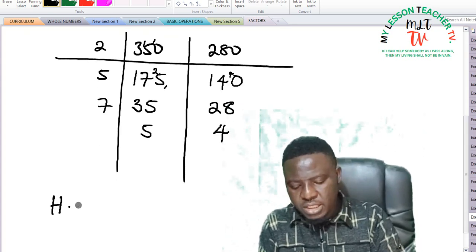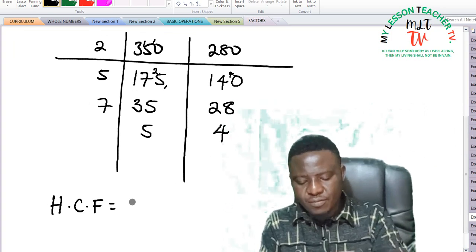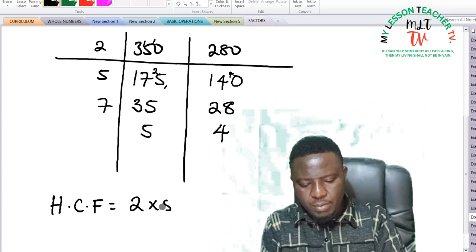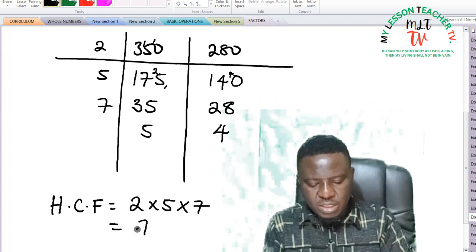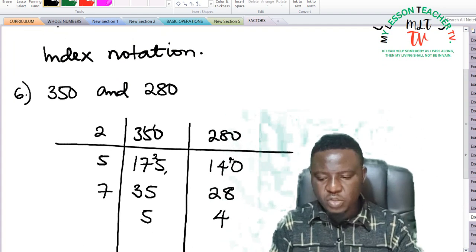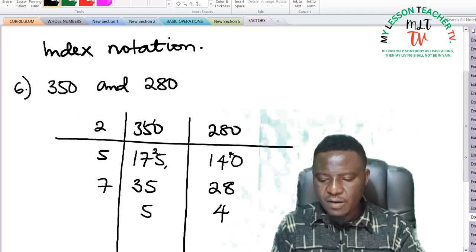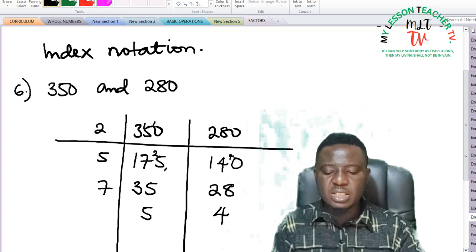So therefore our HCF is the product of all the prime factors that are being used, which is 2 times 5 times 7. And 2 times 5 is 10. 10 times 7 is 70. So our HCF, or the highest common factor that can divide 350 and 280 without a remainder, is 70.